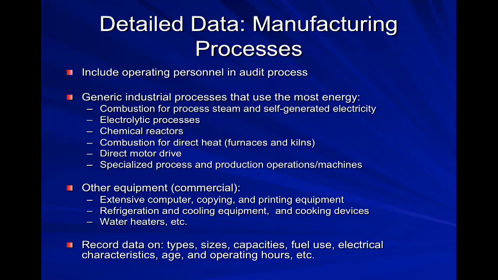Manufacturing processes, these might be some of the tougher things to do because we don't always understand what these processes are. Some of the ones that are listed here: chemical reactors, combustion for direct heat, furnaces and kilns, direct motor drive. So careful analysis of these pieces of equipment and what's been being done with, for example, the exhaust heat from a furnace or a kiln. Could we use that someplace else in the facility?